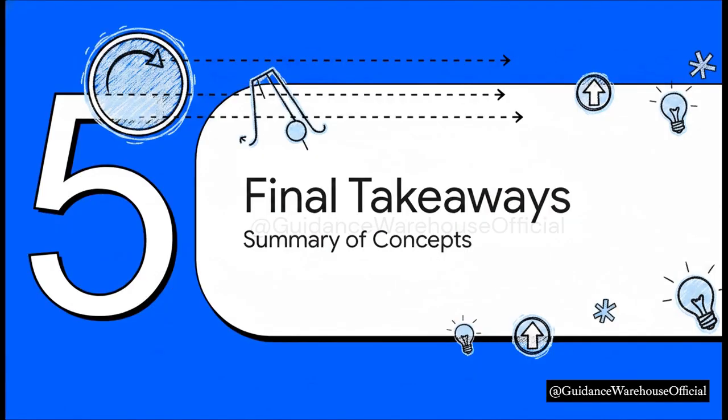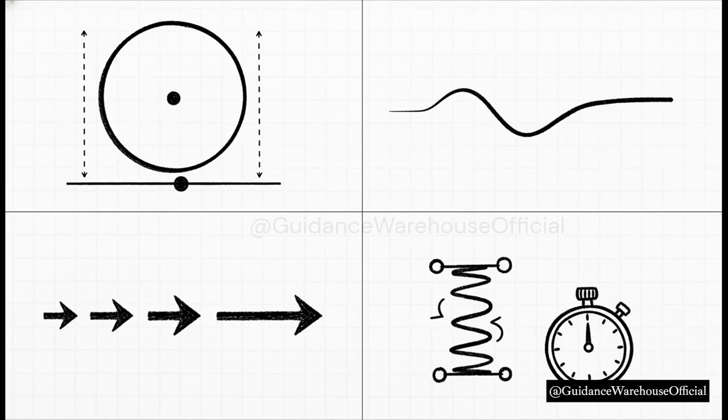Section 5. Final takeaways. Before we wrap up, let's summarize the key concepts we conquered today. Delivering on our learning promise from the start. First, we definitively proved that uniform circular motion is a perfect one-dimensional projection of simple harmonic motion. Second, that position maps out beautifully to a cosine wave. Little x equals capital X cosine omega t.